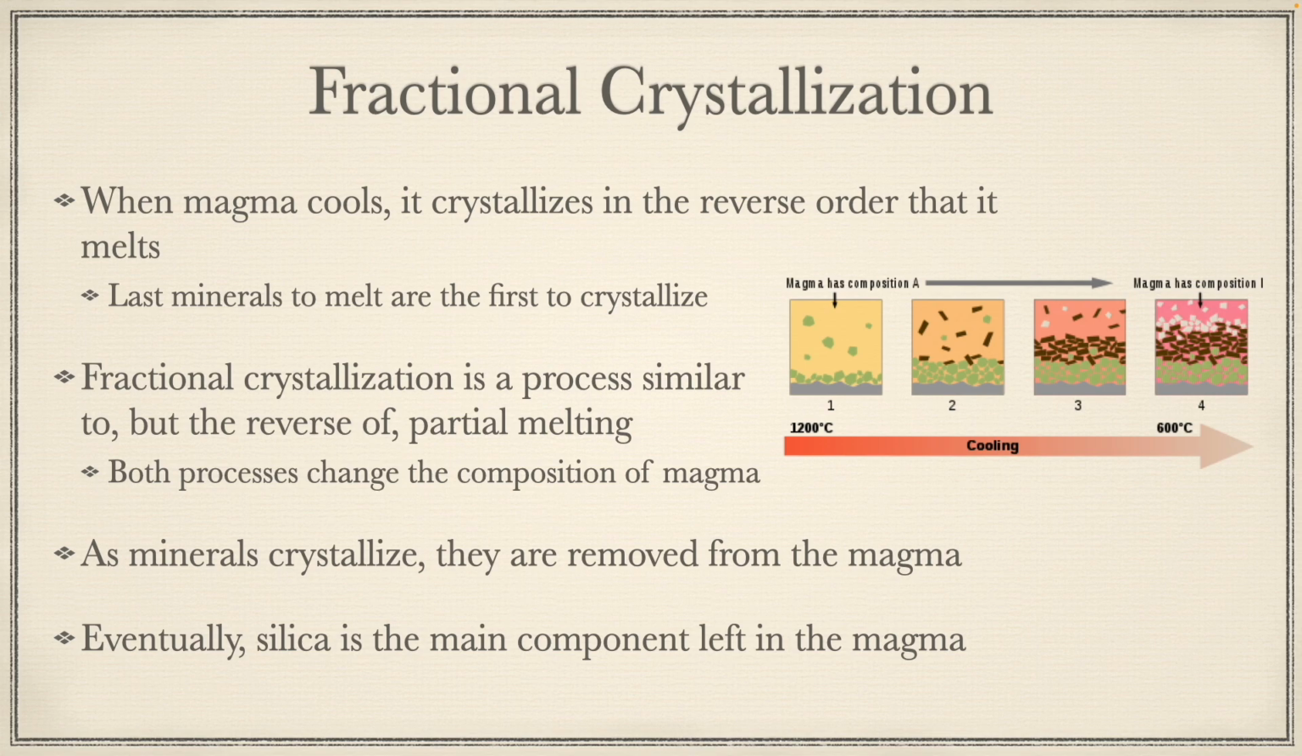Okay, so again, this is our cooling rate here. Our last minerals to melt, at 1200 degrees Celsius, are going to be some of the first ones to crystallize. So they'll crystallize and form a layer down here. Then, as it cools down a little more, different minerals will crystallize and form a layer. And then different minerals again, until you eventually get down to just having silica left in the magma.